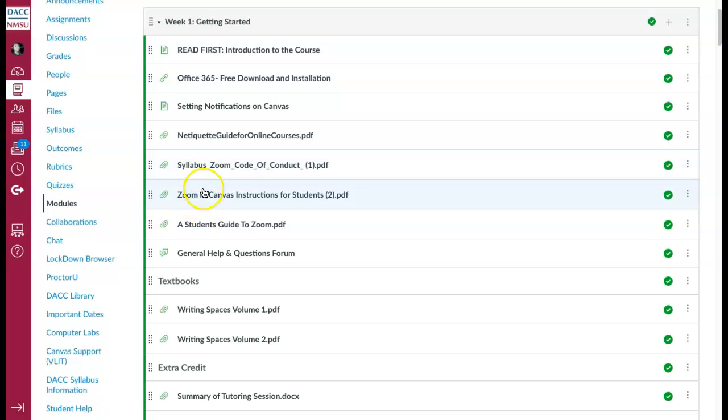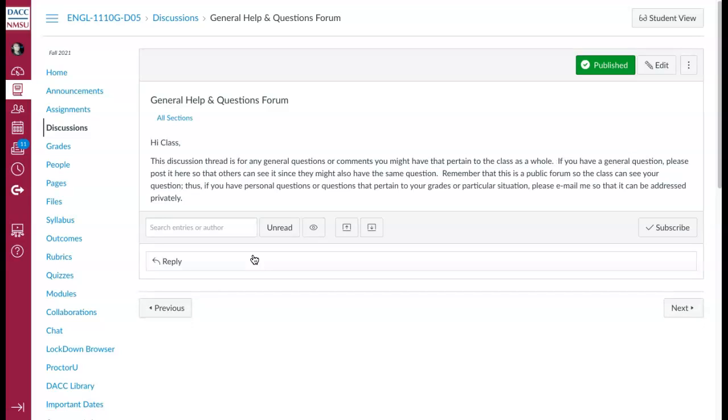And it also tells you how to use Zoom. And right here, we have a general help and questions forum, which is basically a discussion forum. And here you can post any questions you might have. Now this is only for general questions.